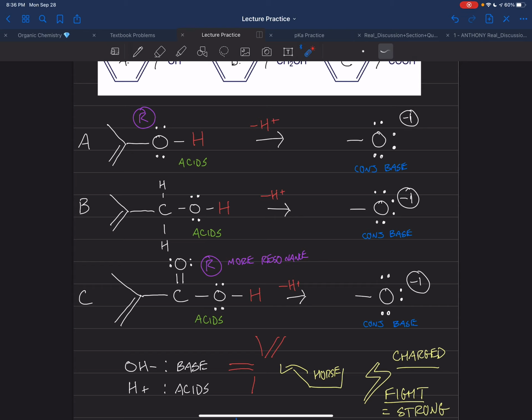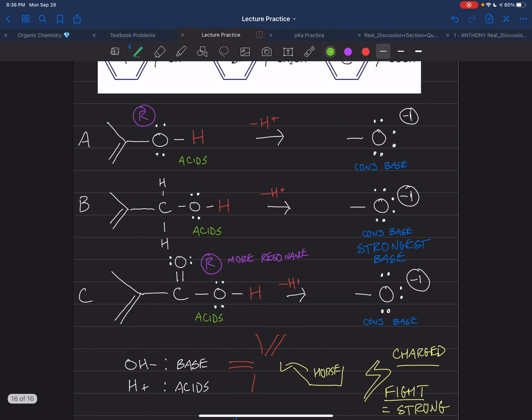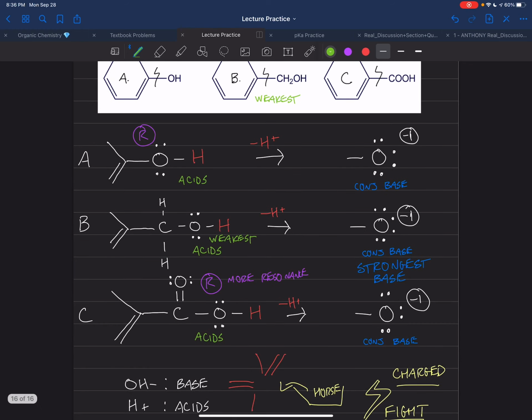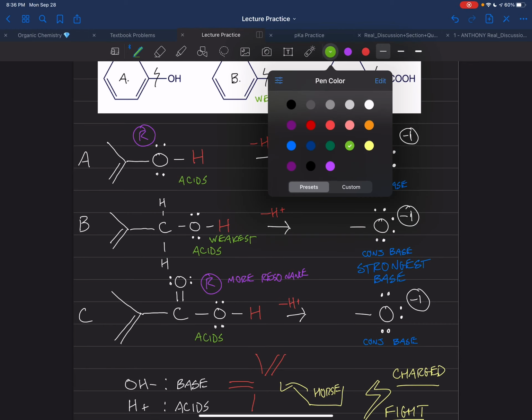So, because there's no barriers here, this one is the strongest base, and therefore it's the weakest acid. So our middle one here is going to be our weakest acid. Okay. So now we're just looking at A and C.